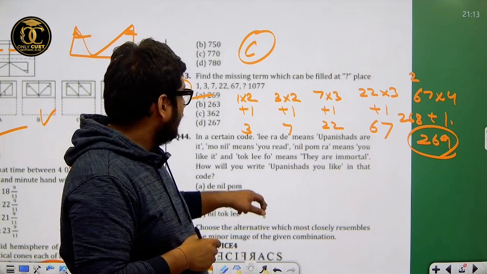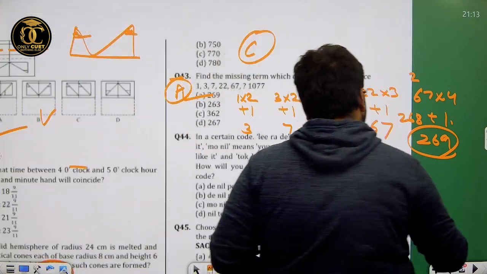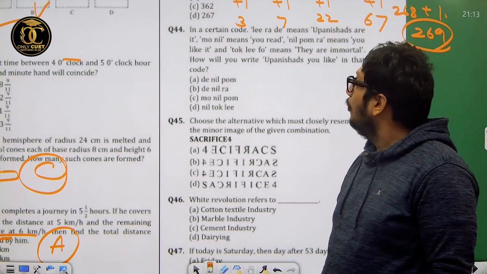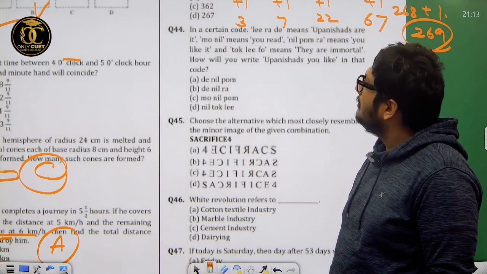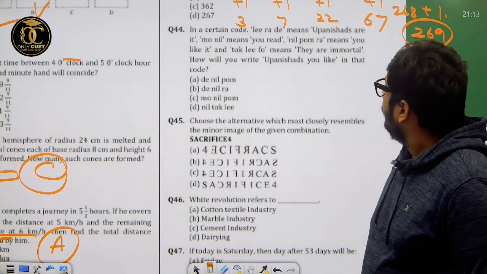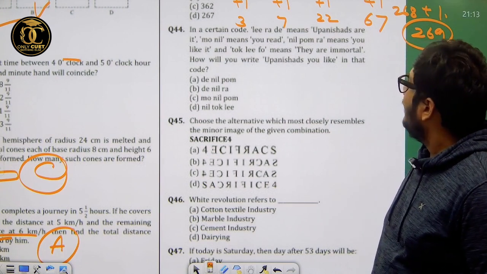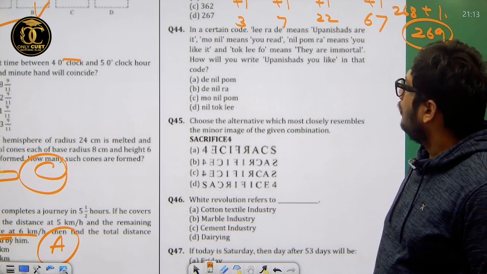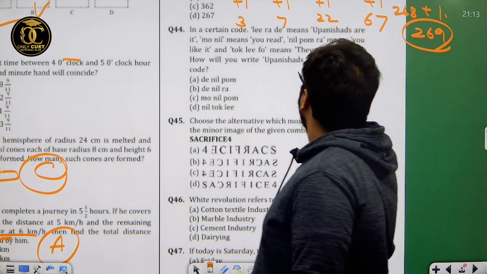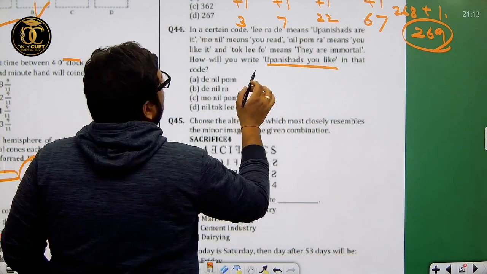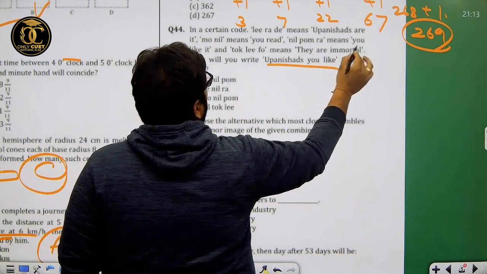Clear? Looking at the next one, the topic is coding decoding. It says in a certain code, Li Ra De means Upanishads are it. Mo Nil means you read. Nil Pom Ra means you like it. And Tuk Li Fo means they are immortal. How will you write Upanishads you like? Upanishads you like. And you like it.